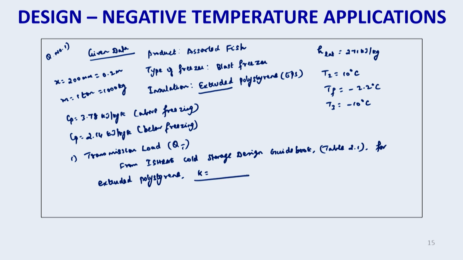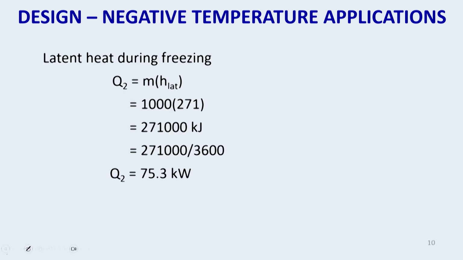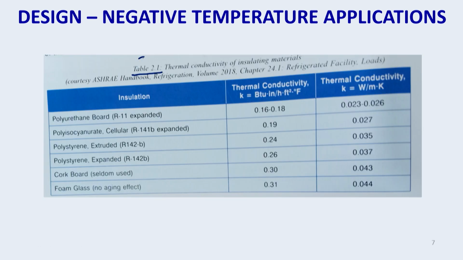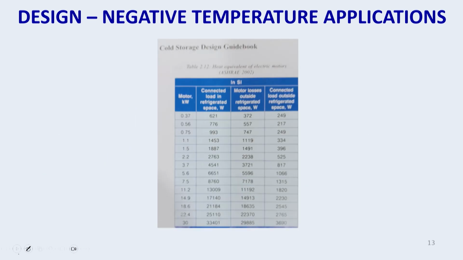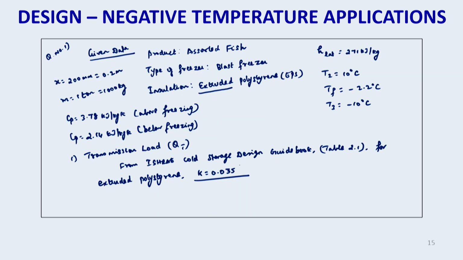K value is equal to, so let us go to table number 2.1. This is table 2.1, in SI units, watt per meter Kelvin. Polystyrene extruded is in the third row, expanded is in the fourth row. Corresponding to this one, the K value is 0.035 watt per meter Kelvin. If it is expanded, K value is 0.037.